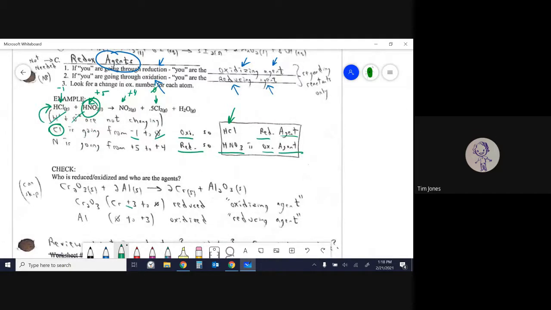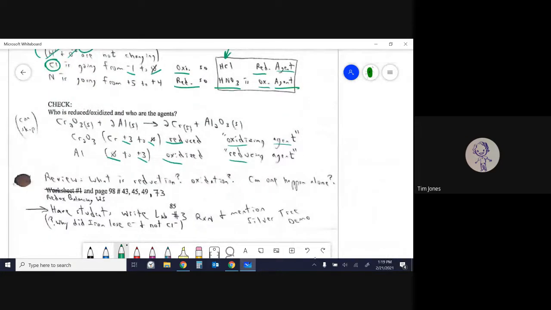Chromium is going from +3 to 0. Gaining, reduced. It's an oxidizing agent. As soon as you figure out what one chemical is doing, if there's only one other chemical, it has to be the opposite thing. So even without looking at this, if this is the oxidizing agent, the aluminum must be the reducing agent, but we can, of course, go back and verify it. The aluminum is indeed going from 0 to +3. That is losing electrons, Leo, oxidized, so it's the reducing agent.